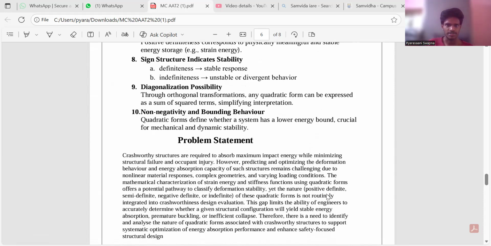Diagonalizability: through orthogonal transformation, any quadratic form can be expressed as a sum of squared terms, simplifying interpretation of non-negativity and bounding behavior. Quadratic forms define whether a system has a lower energy bound, critical for mechanical and dynamic stability.